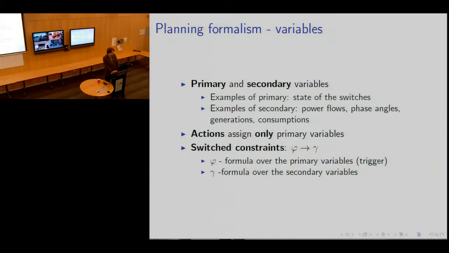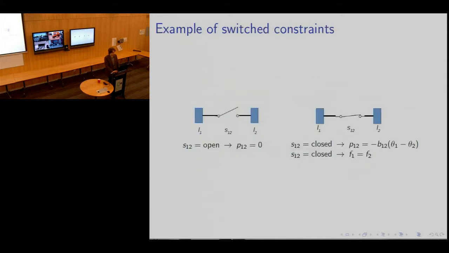So an important point here are these switch constraints. This is how primary and secondary variables interact. Switch constraints are of this form: phi implies gamma, where phi is a formula over primary variables. That is, we call it a trigger, and gamma is some formula over secondary variables. So I will illustrate that with an example.